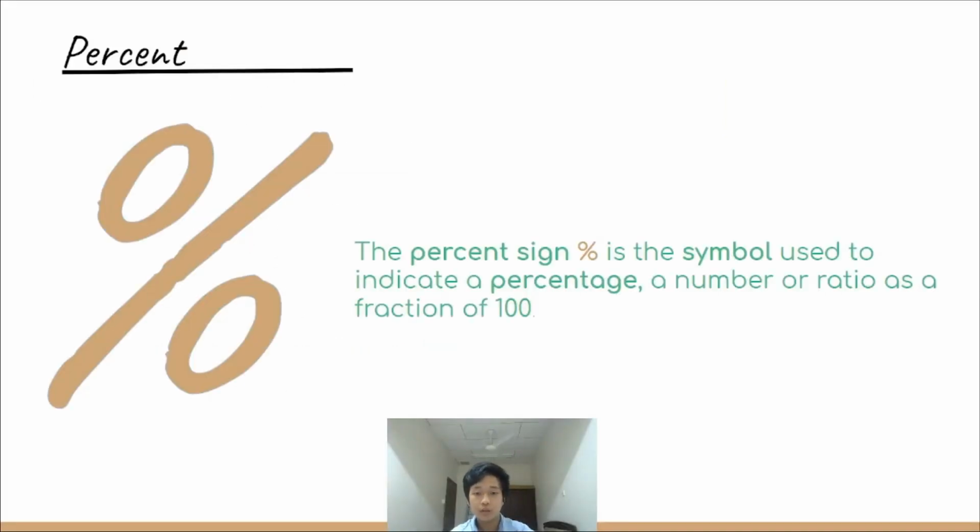Now moving on to me. First of all, we are going to talk about percent. The percent sign is a symbol used to indicate a percentage, a number or ratio as a fraction of 100.